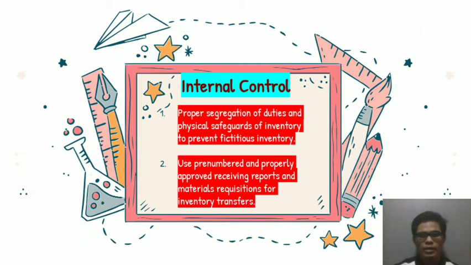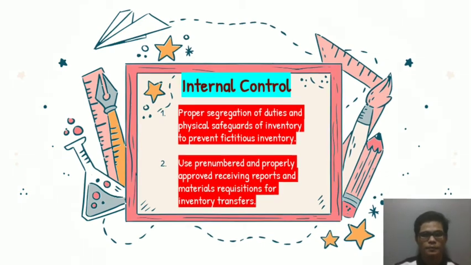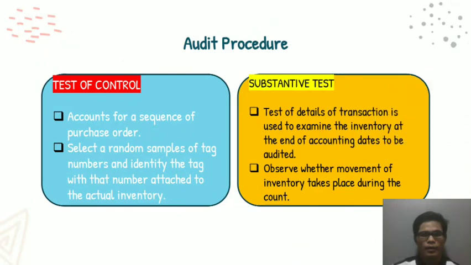For management assertion of existence, they have internal control, where the auditor wants to evaluate a proper segregation of duties and physical controls to safeguard the inventory in order to prevent fictitious inventory. The second is to use pre-numbered and properly approved receiving reports and material requisitions for inventory transfer. And then we go to the audit procedure.